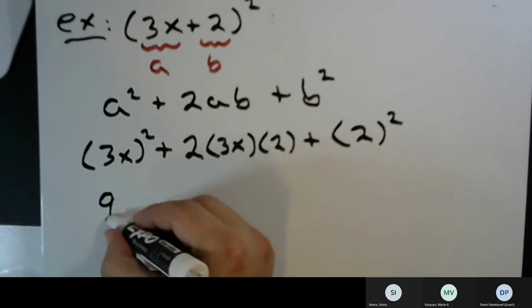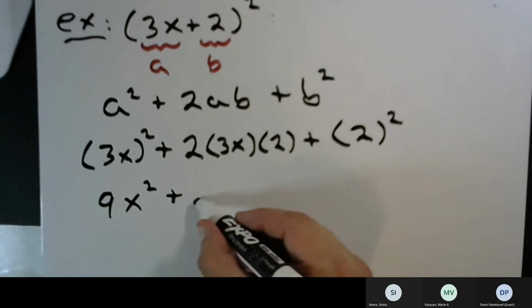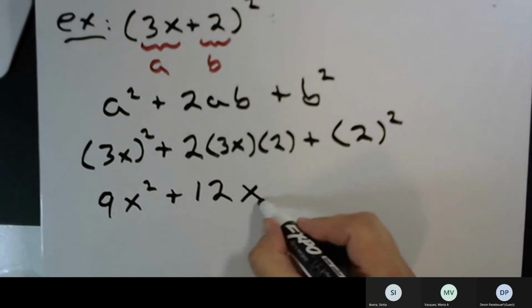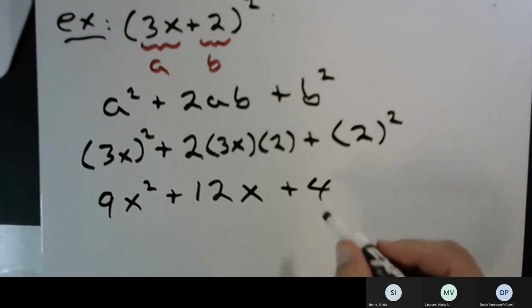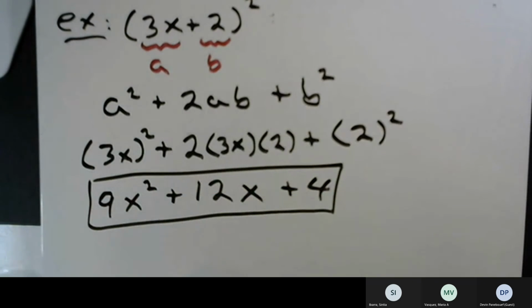So this will become 9x squared plus 12x plus 4. Questions about that?